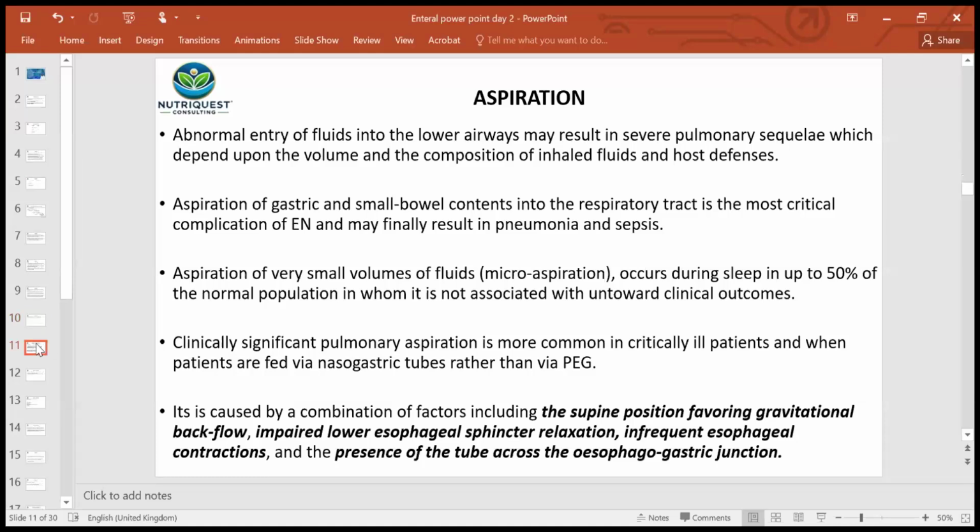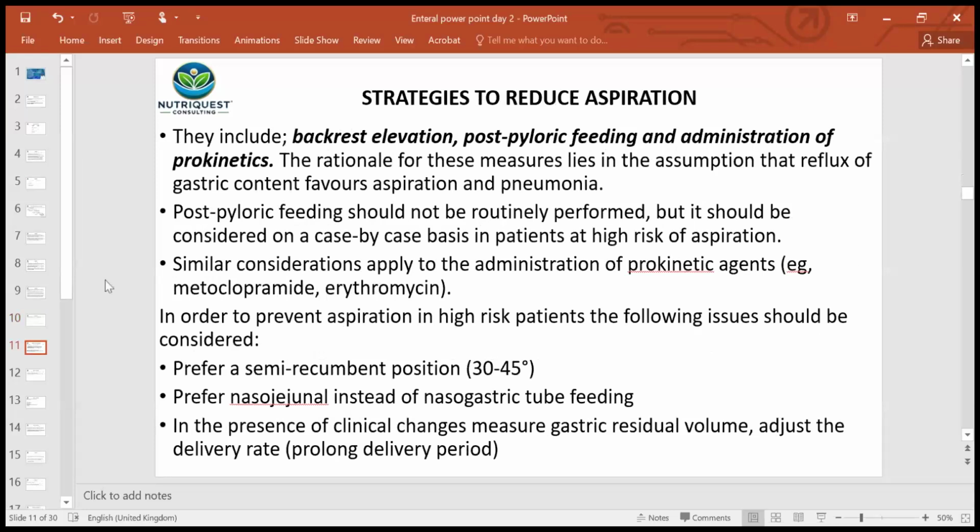So those are some of the things that you can look at. Let's look at some of the strategies to reduce aspiration. They include backrest elevation, as we learned that we need to have at least 30 degrees, post-pyloric feeding and administration of prokinetics. So this really helps. Prokinetics, remember we learned yesterday, they quicken the flow of feeds very fast. The rationale of these measures lies in the assumption that reflux of gastric content favors aspiration and pneumonia. So when there is a reflux, you can have aspiration and pneumonia.